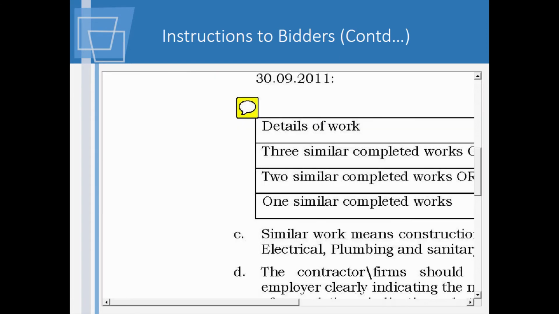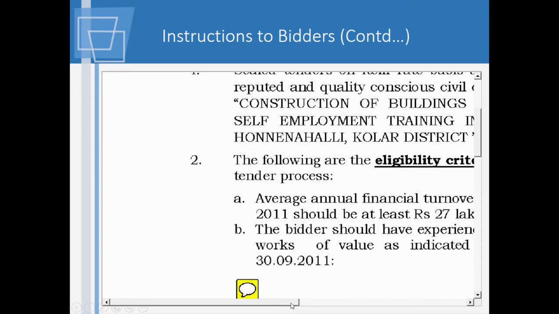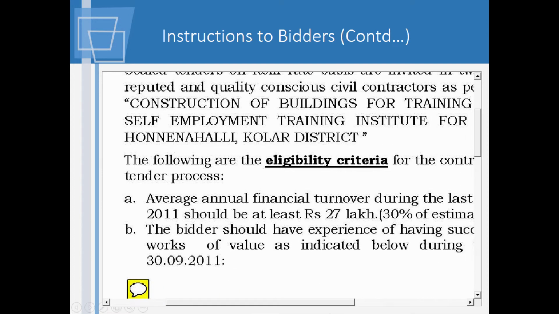Now this next slide, this page gives the details for the eligibility. So that means there is a precondition which is given. Please remember, this is the two cover process which we are talking about.